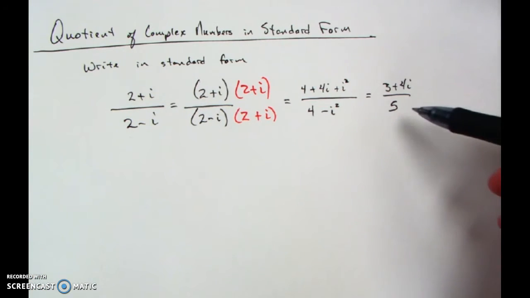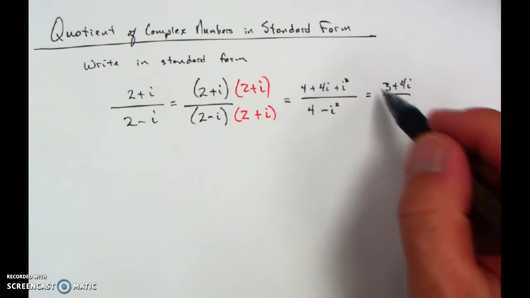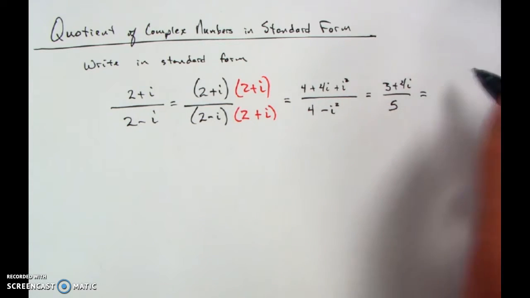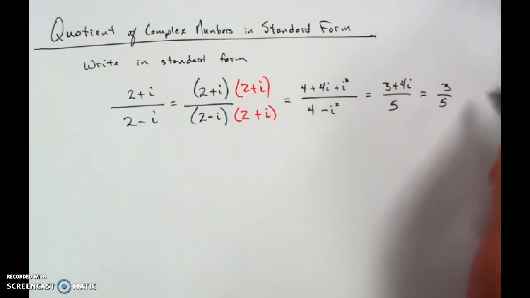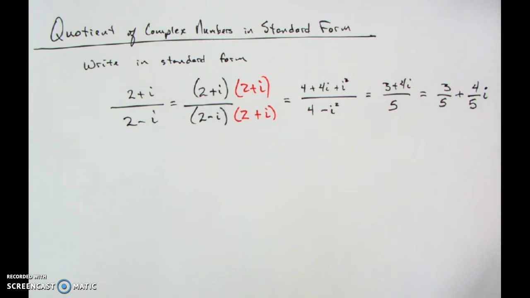Now, we're not done yet, because to write in standard form, I'm going to separate this into my two parts. I have my real part, that's the 3 over 5, and then I have my imaginary part, and that is the 4 over 5 i. And that would be in standard form.